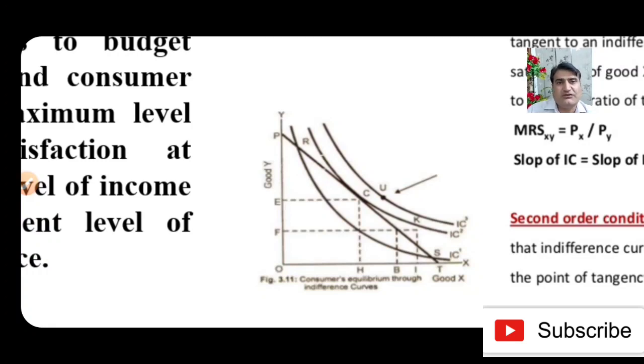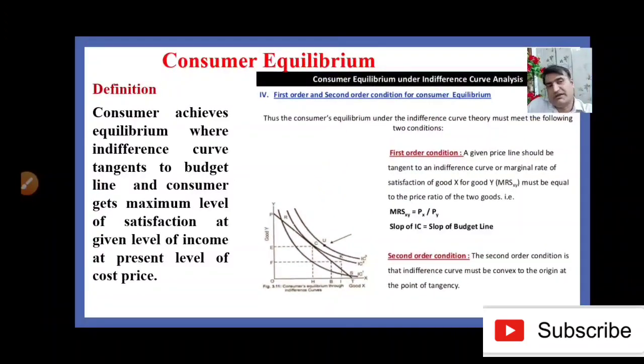So the consumer is said to be in equilibrium at point C, where the indifference curve is convex and tangent to the budget line, and the consumer gets the maximum level of satisfaction from various combinations of commodities. So C is the point of equilibrium.